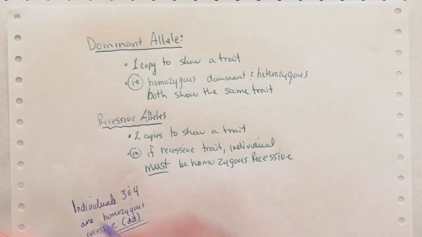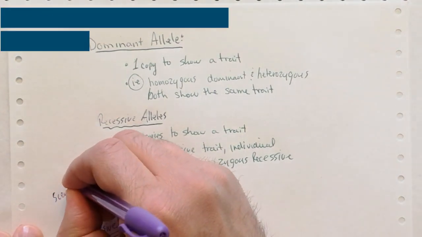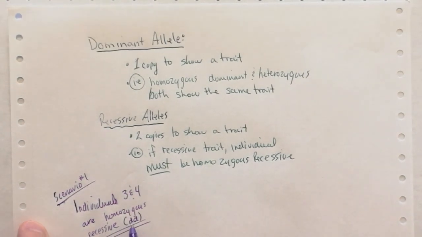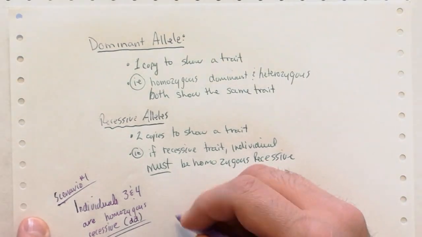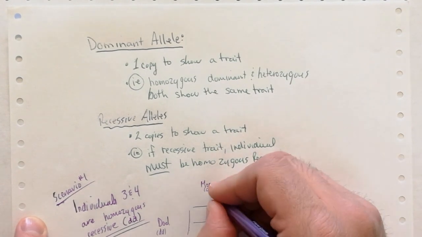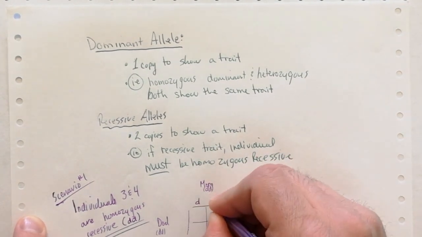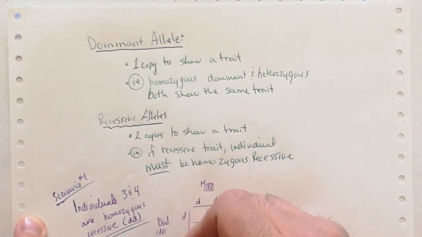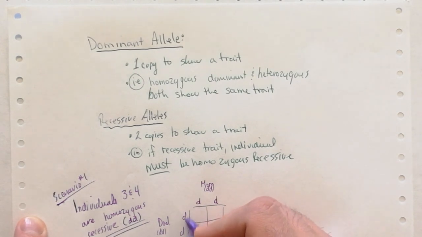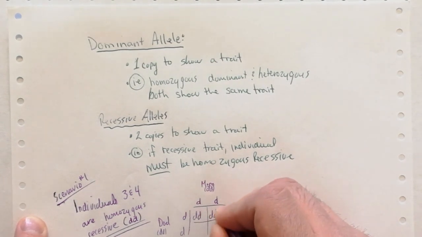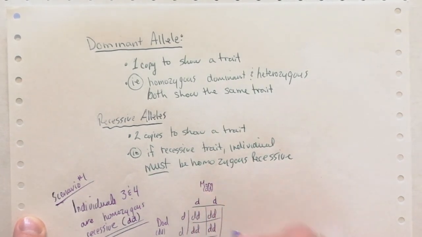Let's draw up a Punnett square for a scenario. We'll call this scenario number 1. In scenario number 1, both individuals are homozygous recessive, meaning they have two lowercase d alleles. During segregation in meiosis, each of mom's eggs will therefore contain a little d allele, carrying that recessive trait. If the dad has also two little d alleles, during segregation, each of his sperm will contain a little d allele. The first possible offspring, the second, the third, and the fourth. All 4 offspring are genetically identical to their parents.